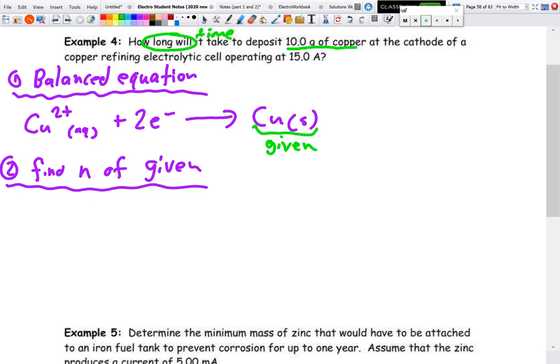And our only equation that has time is number of moles of electrons times Faraday's constant all over our current. Now, current is given, Faraday's constant is a constant, so we're missing the number of moles of electrons, which is these guys right here. So that makes number of moles of electrons our wanted.